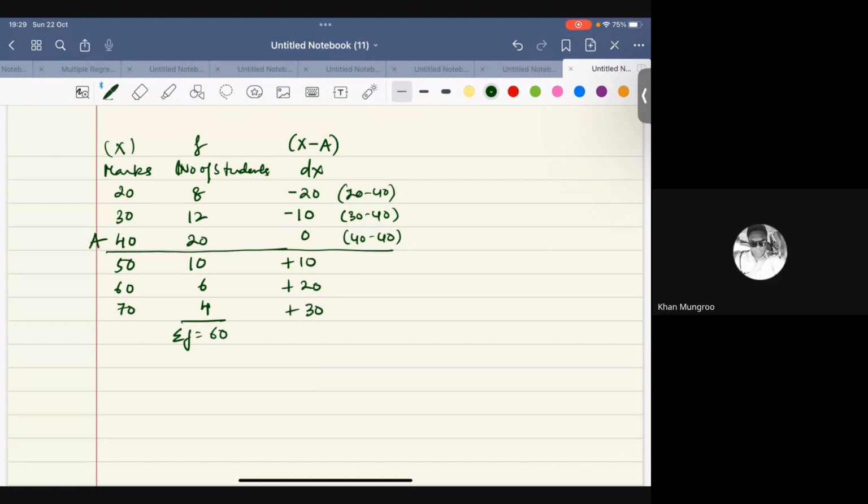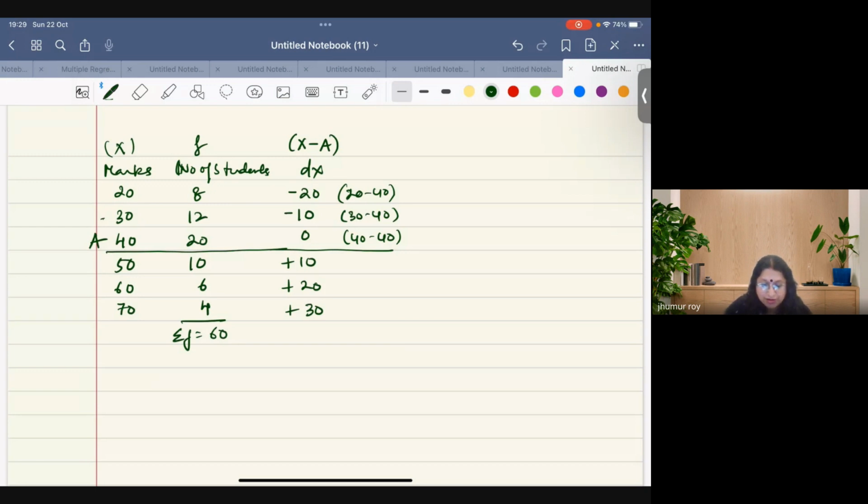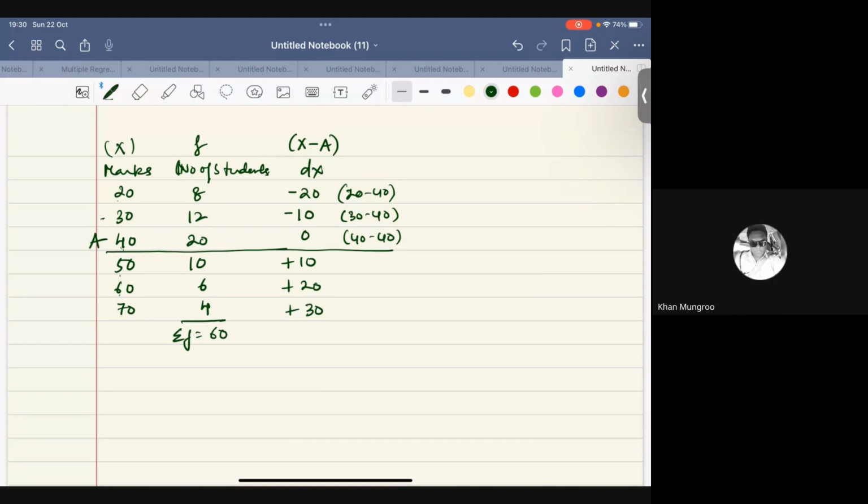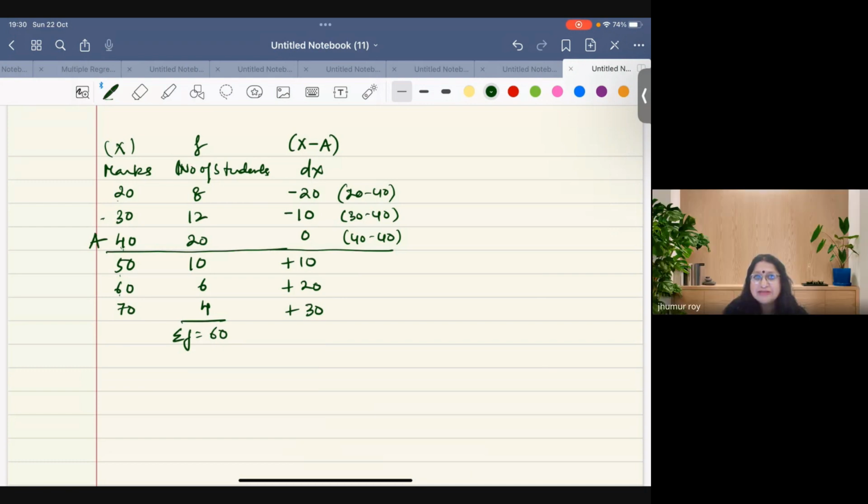Ma'am, one question, please. When you write 20 minus 40, and then you write 30 minus 40, how do you get the 30? Here, 30 is the next value. The first value is 20 minus 40, then 30 minus 40, 50 minus 40, 60 minus 40, 70 minus 40. We take them from the marks. We started from the first mark. First is 20, 30, 40. 20 minus 40, so that's why it's minus 20. This I've just written so that you can understand. You don't need to write it in your question. You will just write minus 20, minus 10, 0, plus 10, plus 20, plus 30.